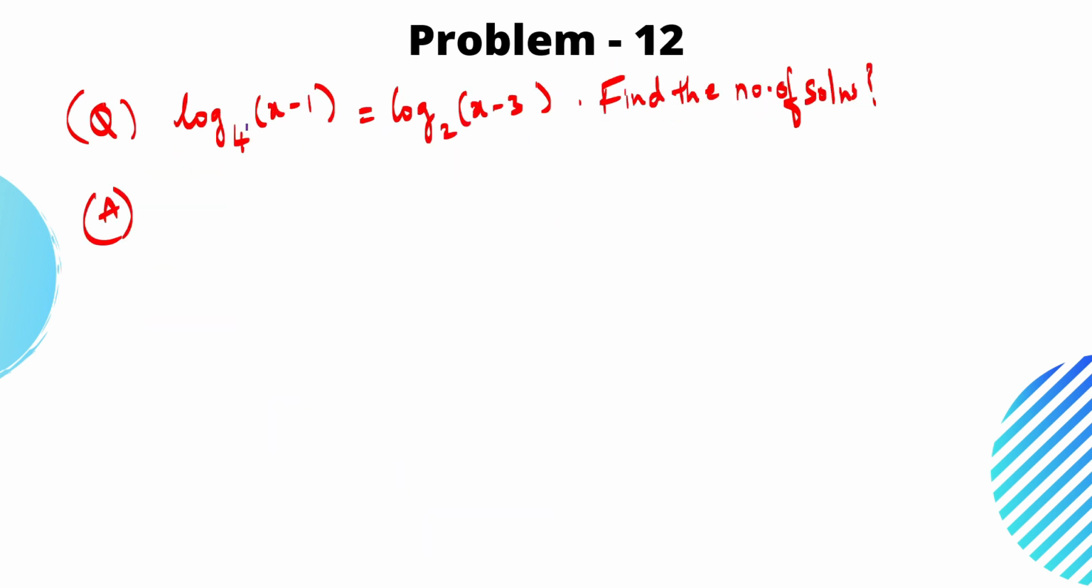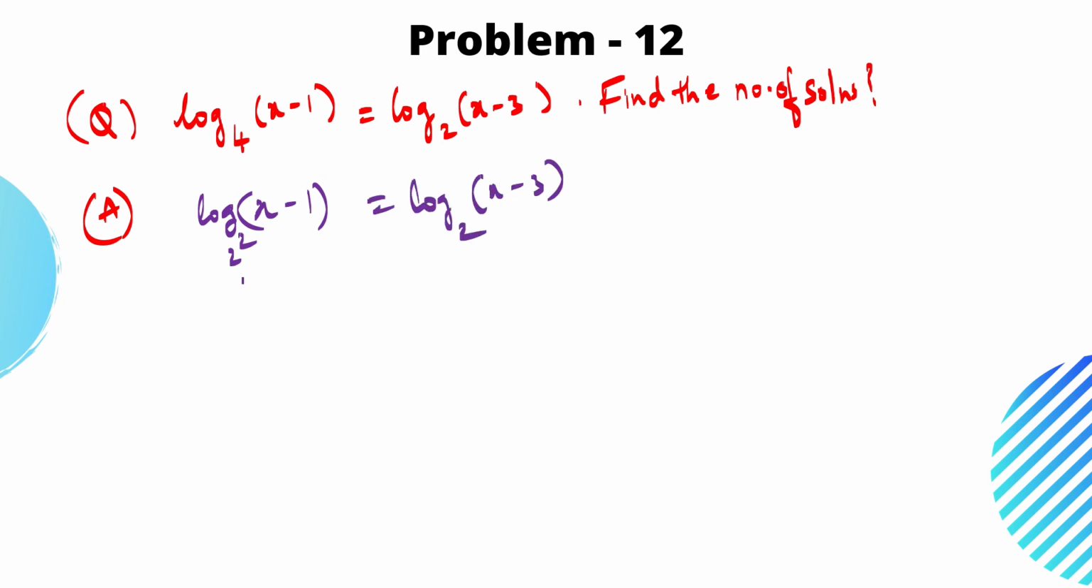So let us solve this. Log x minus 1 to the base 4 is equal to log x minus 3 to the base x. Find the number of solutions. Now on the other side we have base 2, but here we have 4, so we can convert this. So log x minus 1, we can convert 4 as 2 square. Now this is equal to log x minus 3 to the base 2.